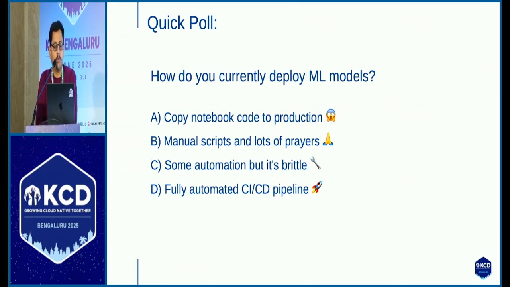You can copy the notebook code to production, just copy it the way you used to do in terms of the normal deployment. Manual scripts, a lot of pain, it happens. Today also we do some manual scripting everywhere. Some automation, it works, but we know somewhere it might break. Automation is not purely there.